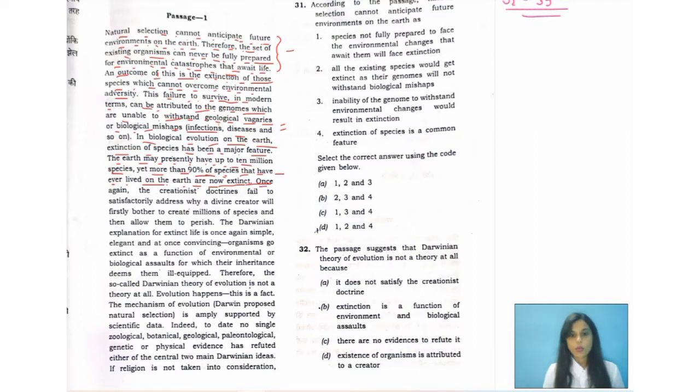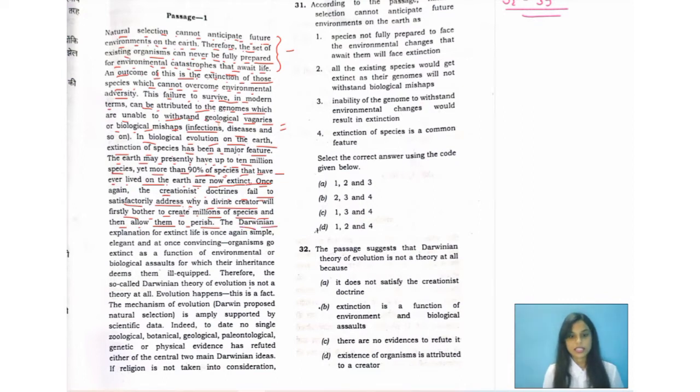Once again, the creationist doctrines fail to satisfactorily address why a divine creator would firstly bother to create millions of species and then allow them to perish. So now they're talking about the creator who has created so many millions of species, and now that creator is allowing them to perish, to die.